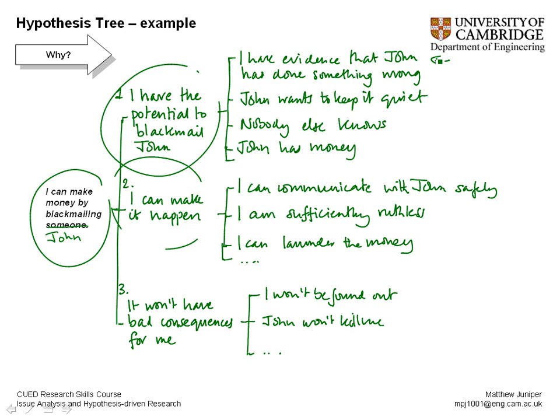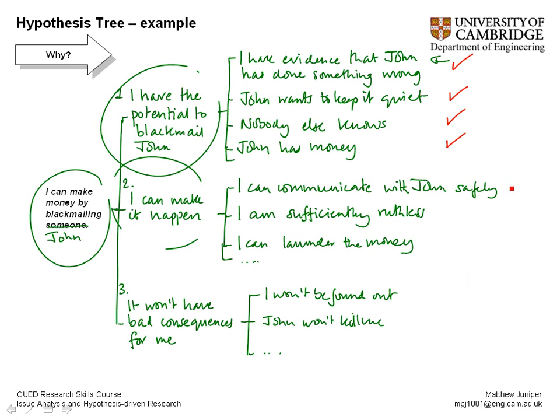Now, these ones can actually be tested, if you were doing research, by rigorous research. So you need to test each of these. I have evidence that John has done something wrong. That has a yes or no answer. You can go and gather the evidence, find out, etc., and you'll be able to say yes or no. Let's say that's a tick. John wants to keep it quiet. Well, you can find that out easily enough by asking John. Nobody else knows. Well, that might take you a bit of effort to find out, but again, you could tick that or cross that. John has money. Well, you can find that out for yourself.